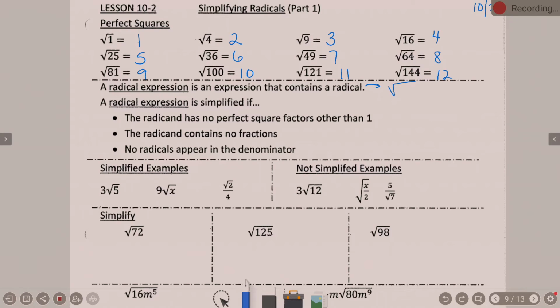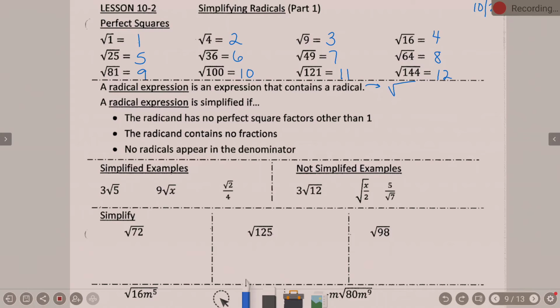Okay. But 12 is not one of my numbers under a radical. So we want to look at numbers under the radical. And I use these in my Algebra 2 class, and I thought you guys would appreciate these too. Now, I would just study the first two columns.